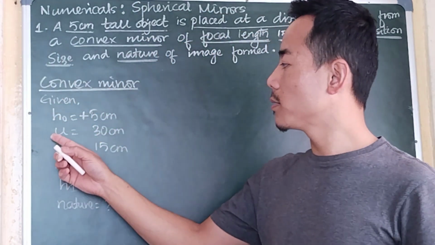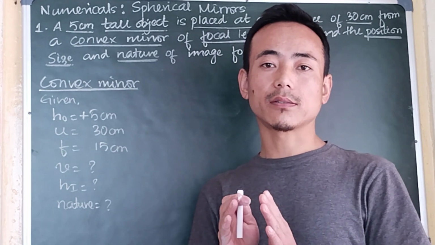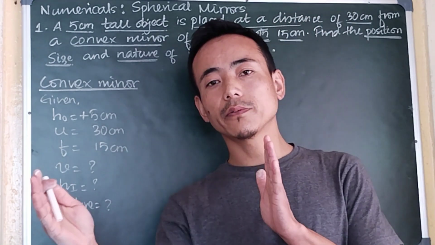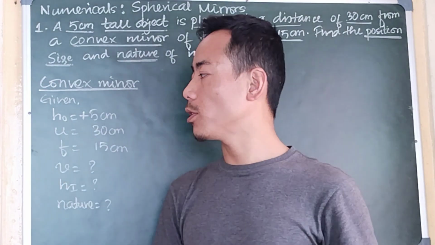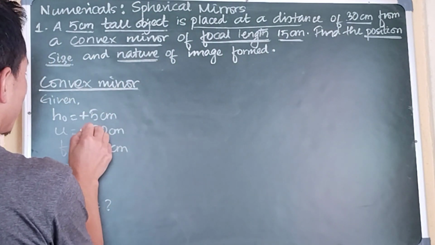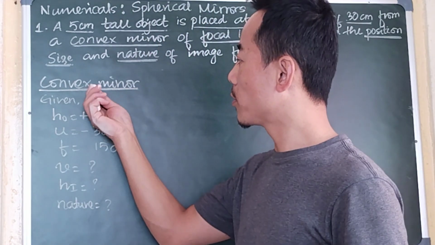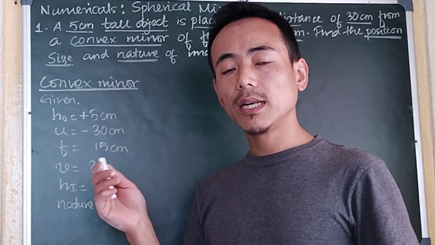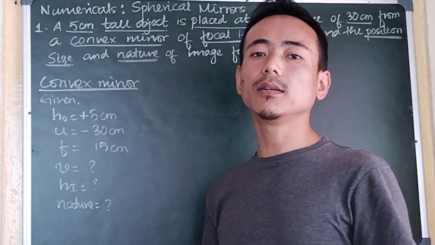Now the second thing is the object distance. Object distance for both concave and convex: since we are keeping the object in front of the mirror, we have to go to the left of the pole. So the sign convention for object distance will be negative. So U is negative. And the focal length, here we are talking about a convex mirror. Focal length for a convex mirror will be positive because the focus is behind the pole.